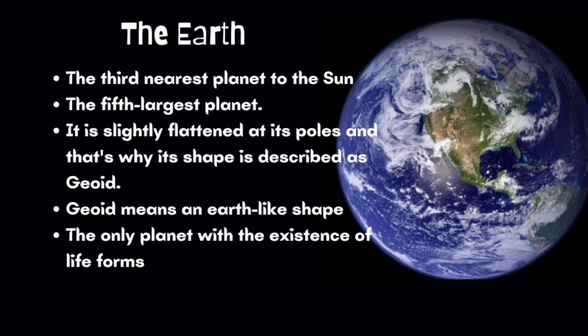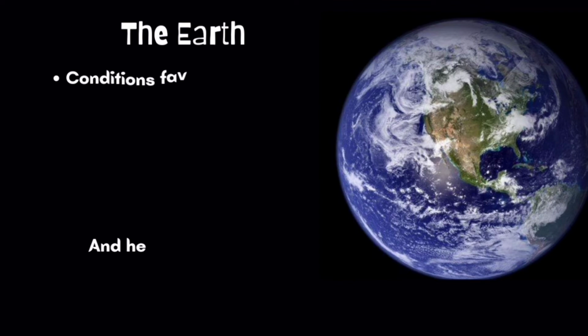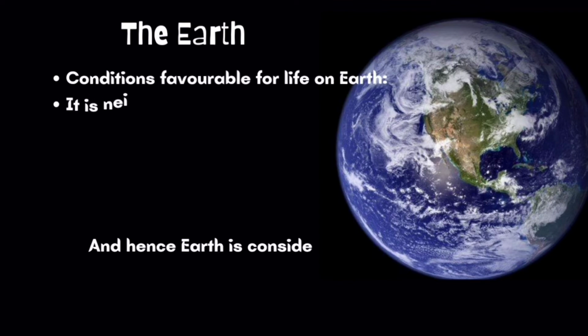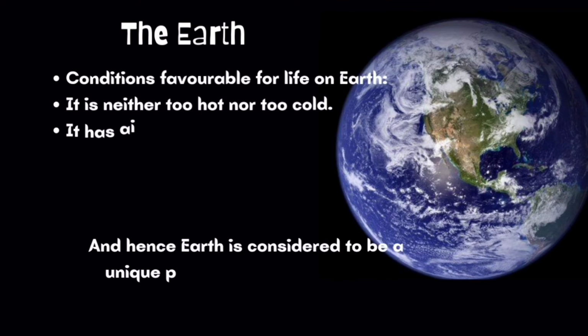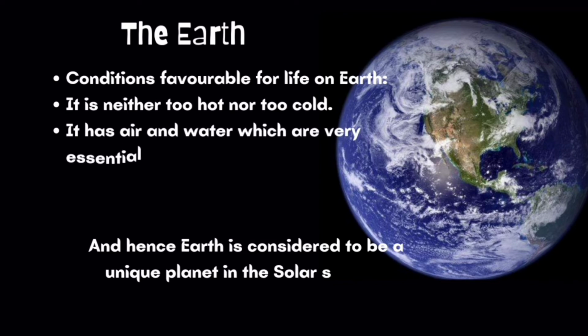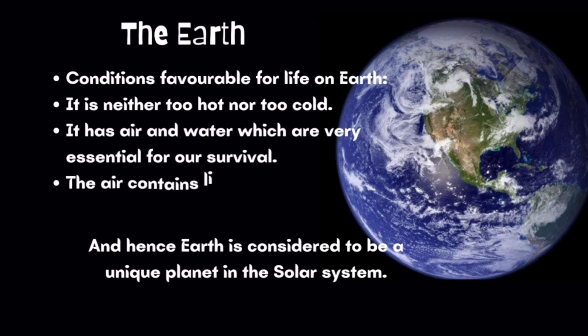The only planet with the existence of life forms is Earth. Earth has many favorable features that make the existence of life possible. Let us see those favorable conditions that make life possible on Earth. First one, it is neither too hot nor too cold. It has air and water, which are very essential for the survival of life. The air contains life-supporting gases like oxygen. These are the main favorable conditions, and hence Earth is considered to be a unique planet in the solar system with the existence of life, from bacteria to blue whale.